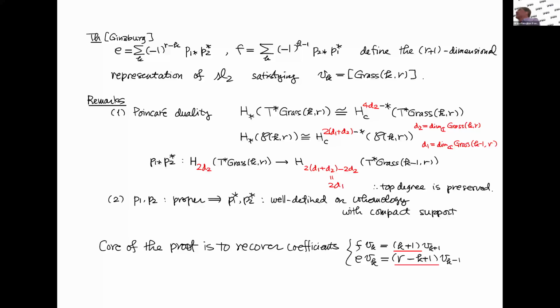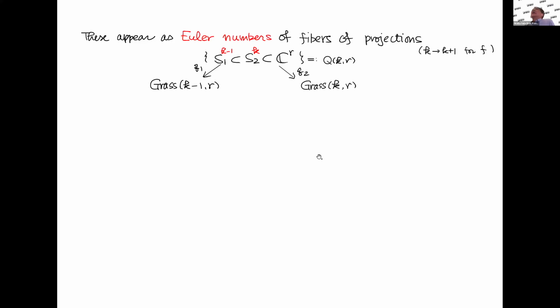So it is natural to study the meaning of these operators. And once we accept this definition, the only remaining argument for the proof is to recover those coefficients appearing in this explicit formula of f of vk and e of vk. Somehow you need to recover those coefficients k plus 1 and r minus k plus 1 from the geometry of this correspondence. So that is the heart of this result. And in fact, these two numbers appear as Euler numbers of the fibers of the projections of the first naive correspondence for this Q of KR.